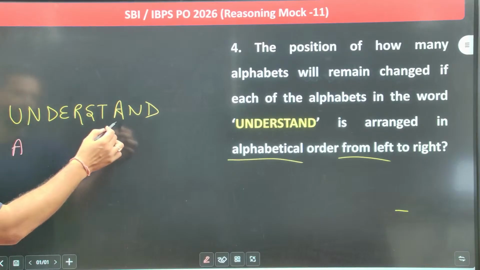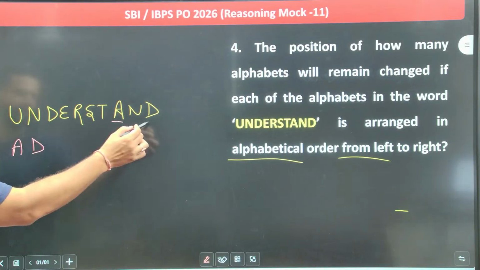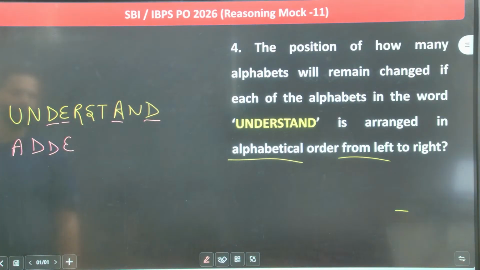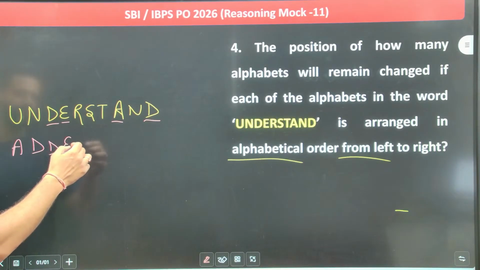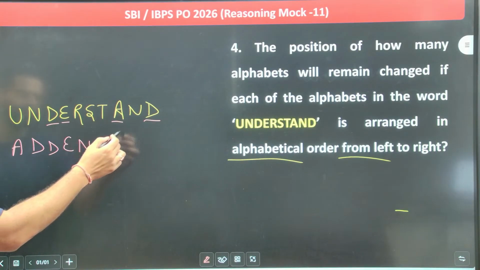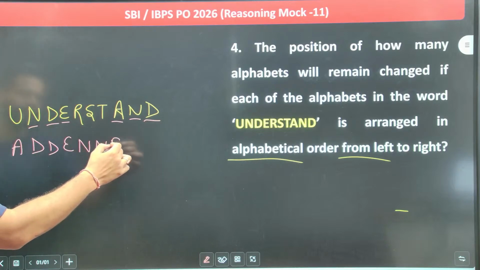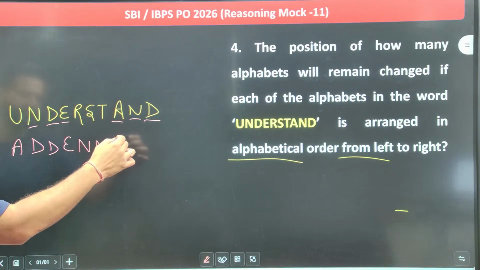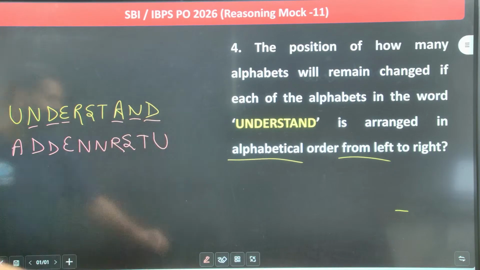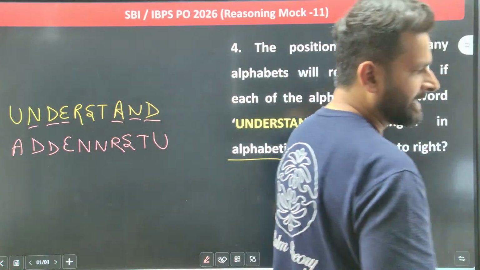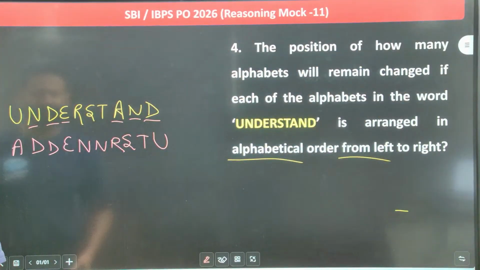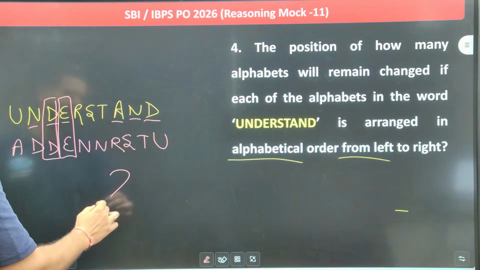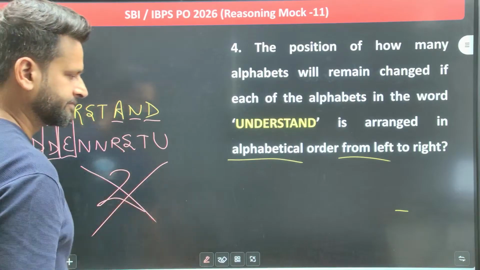This is A. Then B, C, D. How many D? 2 times D. Then E. N, O, P, Q, R, S, T, U. Is it okay? D and E. Very good. So what, D and D? Yes. This is D and this is E. Answer will be 2. This answer is wrong.